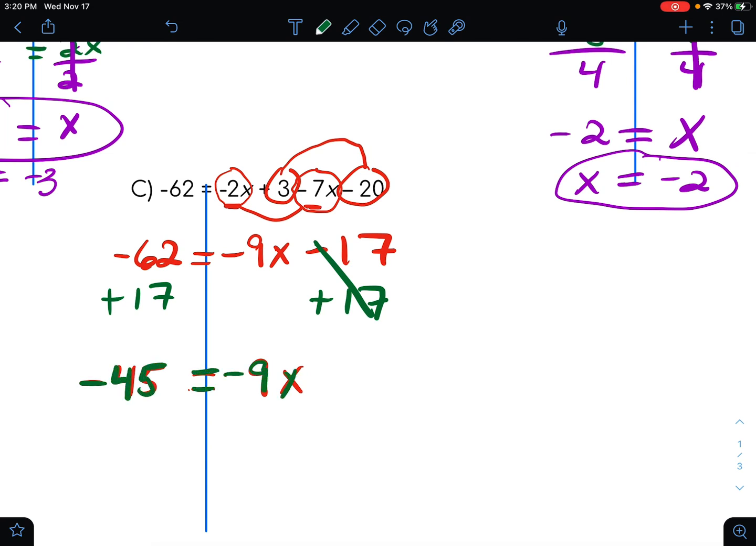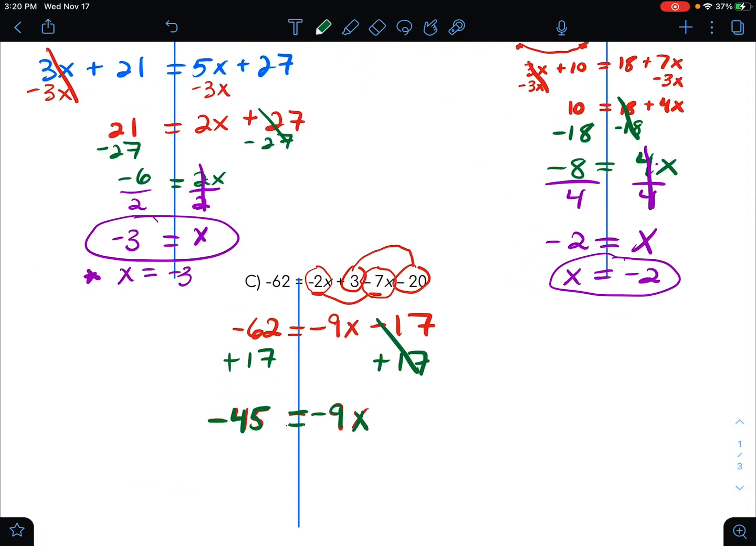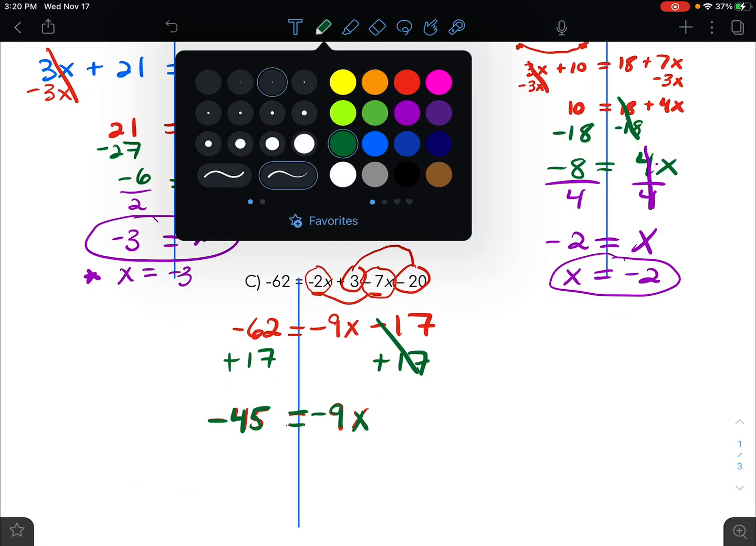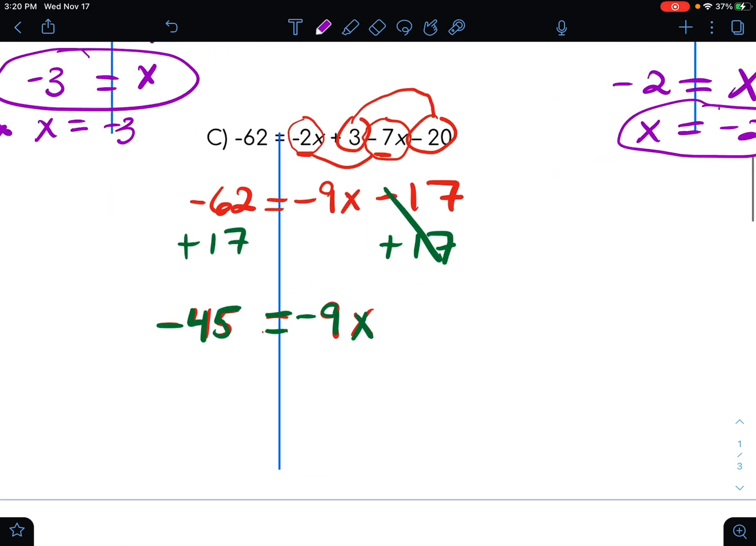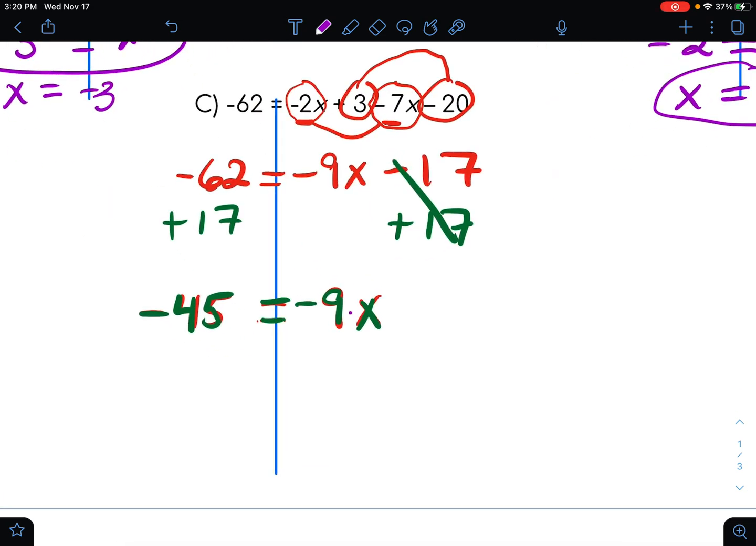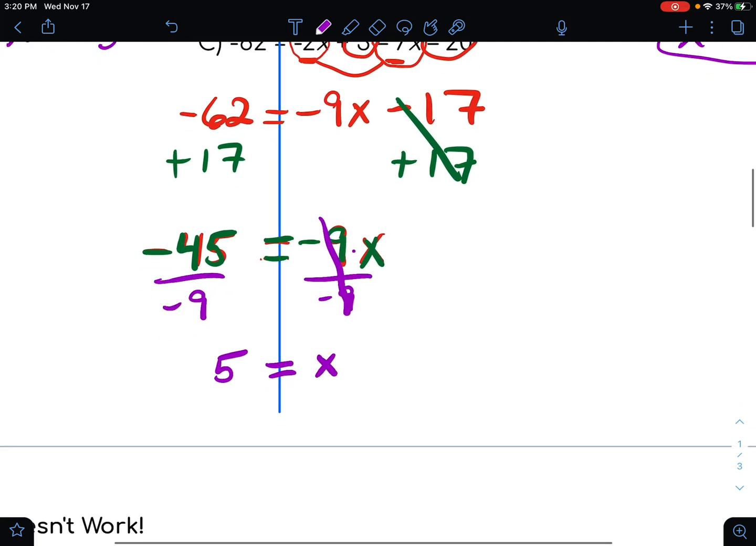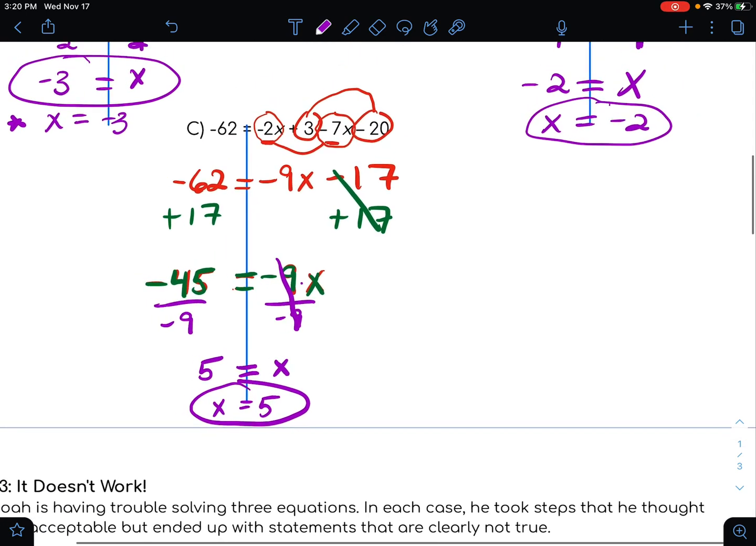Equals negative 45. All right, so then undo any multiplication or division, which is my purple color. So this is negative 9 times x. So I will undo by dividing both sides by negative 9. Remember, not just 9, it's a negative 9. Negative 9 divided by negative 9 is 1, or 1x. And negative 45 divided by negative 9, a negative divided by a negative is a positive 5. So I'll rewrite that as x equals 5 here. So that would be the solution.